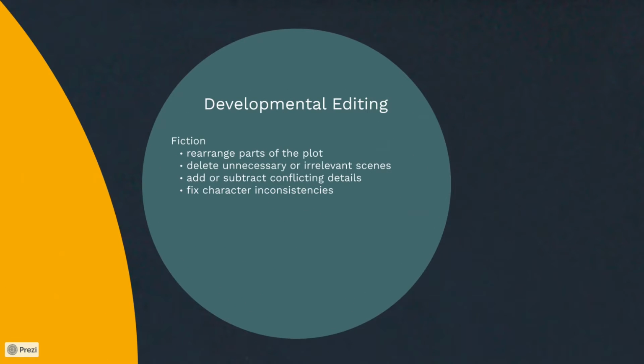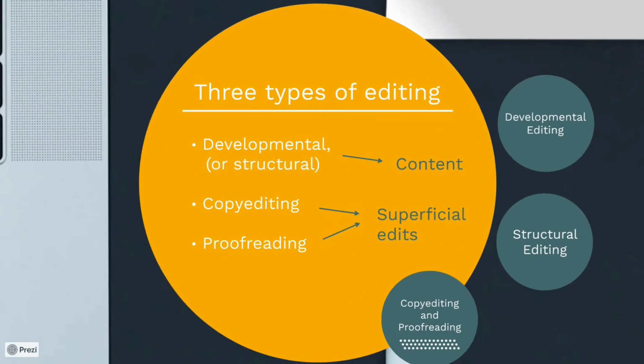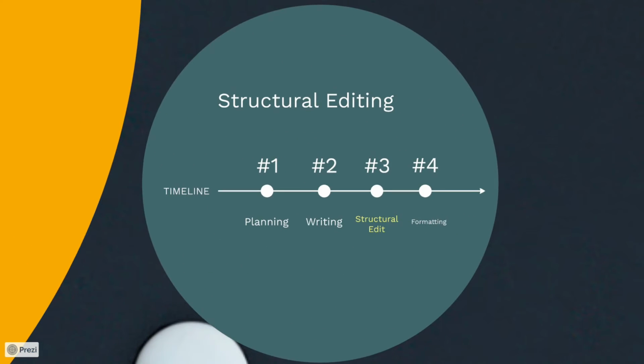Developmental editing takes a look at your story or even the outline of your book if you're still in the writing process. A developmental editor can suggest large changes such as rearranging parts of your plot, deleting whole scenes, adding or subtracting conflicting details, fixing character inconsistencies, etc. For a nonfiction book, a developmental editor may suggest adding information, fleshing out paragraphs, or removing them altogether, rearranging topics and subtopics, etc. Sometimes the term structural editing is used to describe a separate step in the editing process.